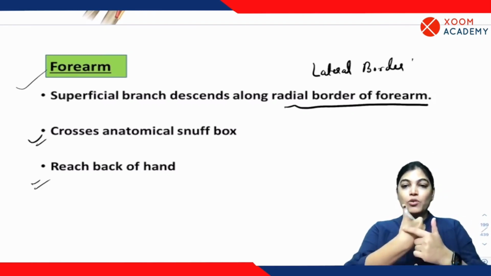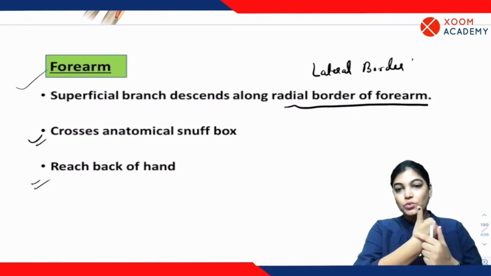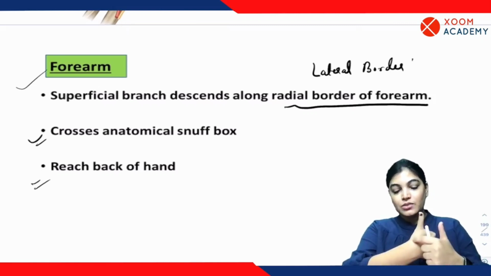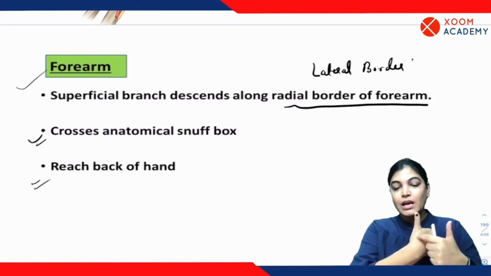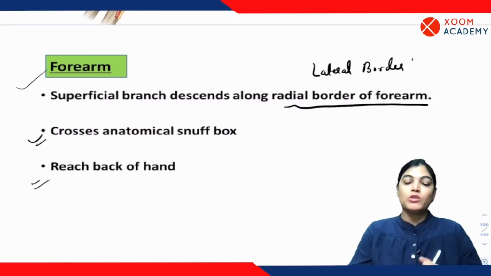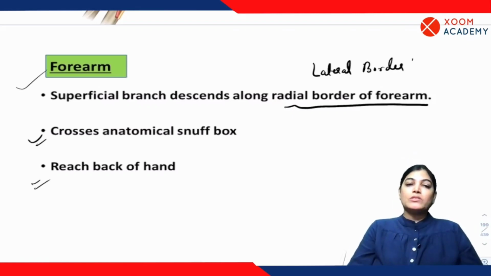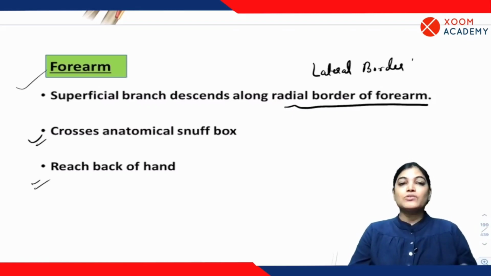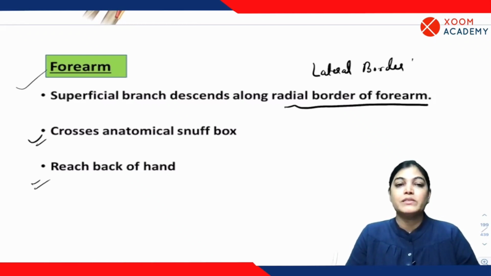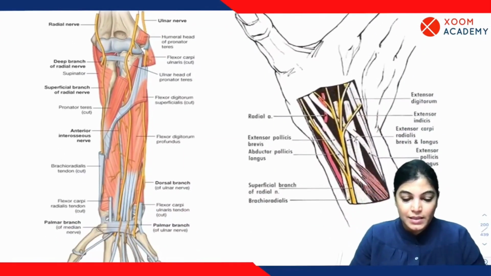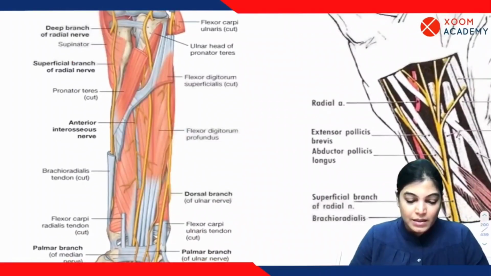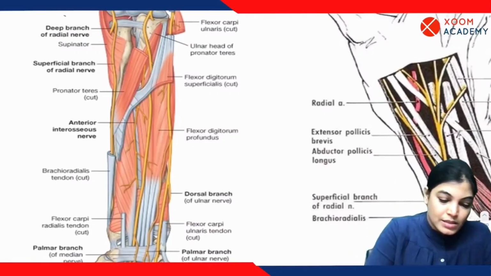The anatomical snuff box is prominent when you look just proximal to the thumb on the dorsal aspect. When you extend the thumb, you can see prominent tendons which form the boundary of the anatomical snuff box. We will also discuss this topic. Why? Because it contains the radial artery, and also the superficial branch of the radial nerve crosses the roof of the anatomical snuff box.